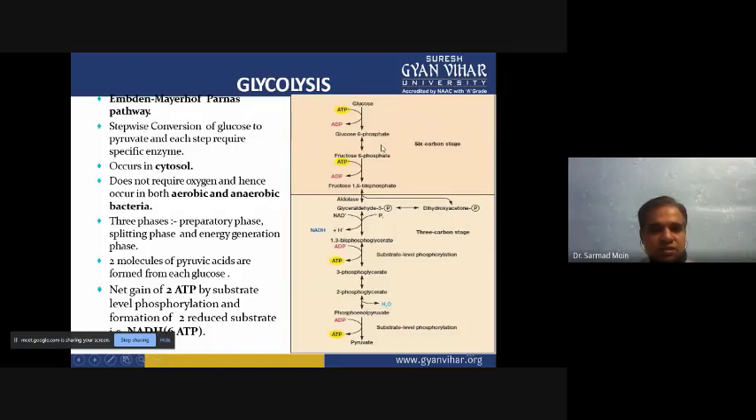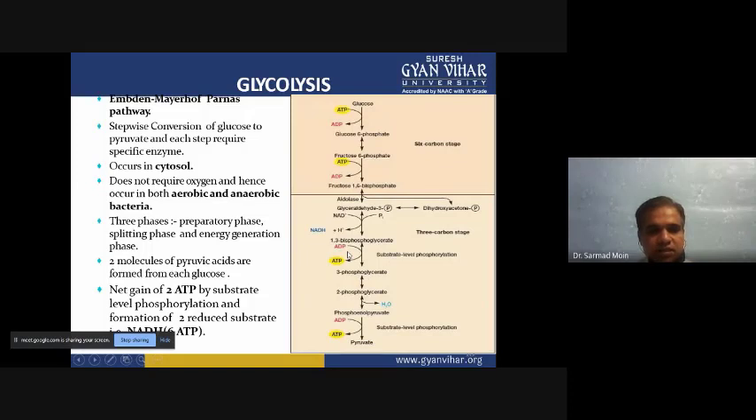Okay, so it is reducing. Energy generation phase will be there in the 3 carbon phase. See, ADP is converting into ATP in the 3 carbon phase. So two molecules of pyruvic acid will be synthesized from each glucose. For one glucose in the glycolytic pathway, two molecules of pyruvate or pyruvic acid will be produced. And net gain, if you look at glycolysis, two ATP will be generated.